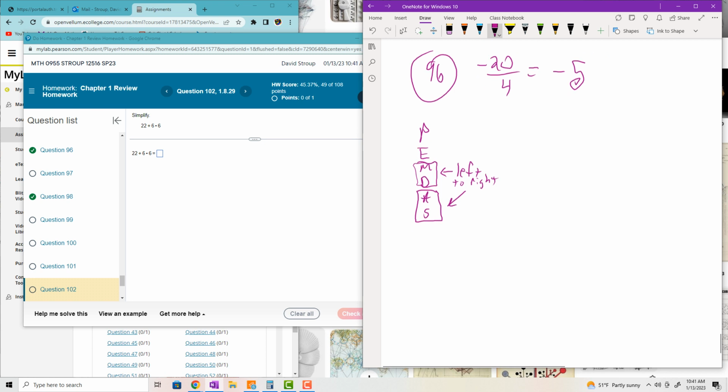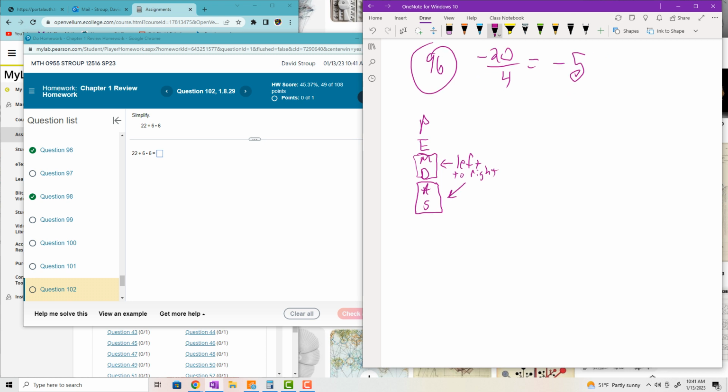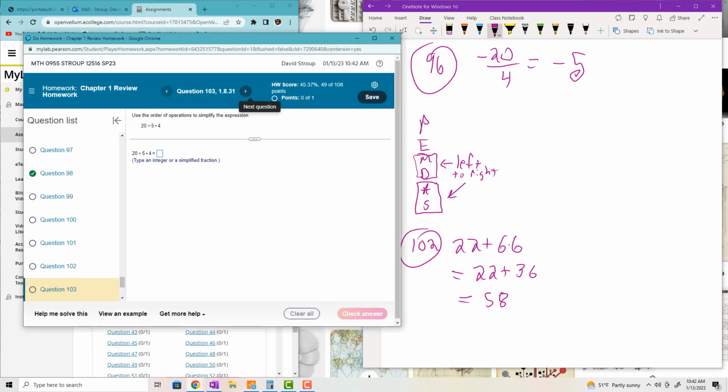Okay. It's a non-issue in problem 102. We have 22 plus 6 times 6. So doing multiplication first, 22 plus 36, and then you could do your addition. You get 58. Here is where you see the issue.